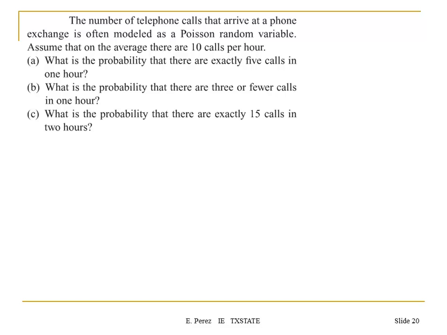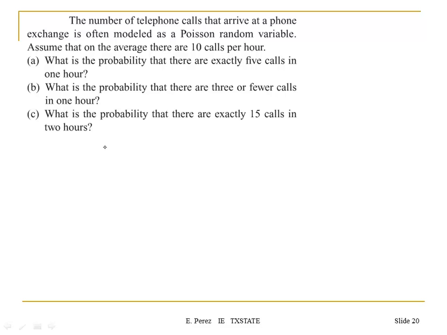In this one we have again a similar type of environment. The number of telephone calls that arrive on the phone exchange is often modeled as a Poisson random variable. Assume that on the average there are 10 calls per hour, and you want to know what is the probability that there are exactly 5 calls in 1 hour.